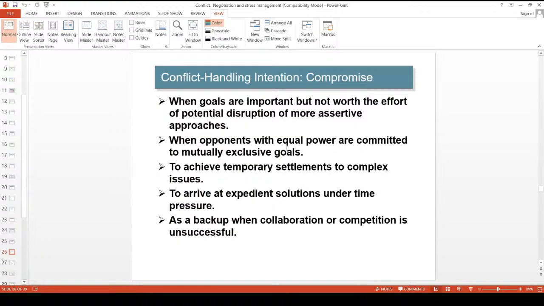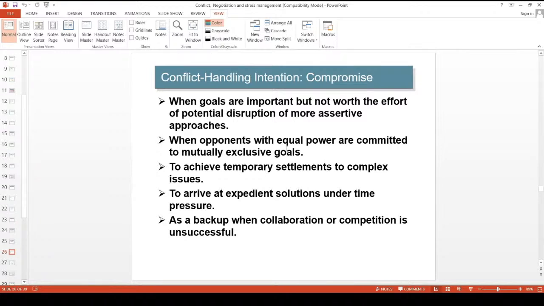Then the last approach, the compromise approach, is better when the goals are important but not worth the effort or potential disruption of more assertive approaches. So in this case, the assertive approach is not considered important, and you focus more on the cooperative situation, when opponents with equal power are committed to mutually exclusive goals. In this situation, you will have to compromise on the different viewpoints of both parties, because these may include mutually exclusive goals.